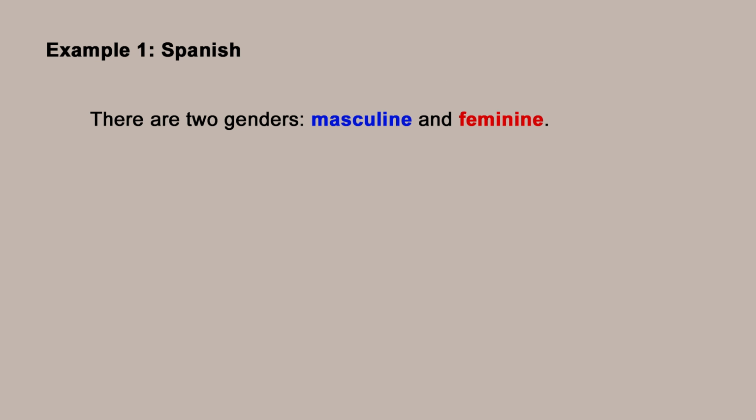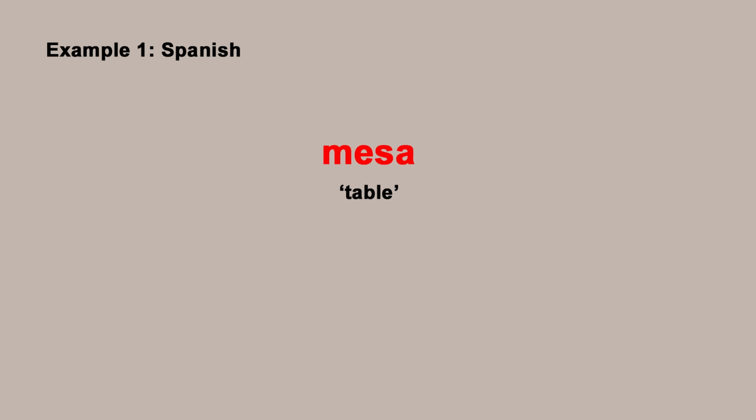In Spanish, you have a two-gender system, masculine and feminine. So let's take a feminine noun like mesa, apologies for my Spanish pronunciation, which means table. In Spanish, you can be confident that if a noun ends in A, it's feminine, although not all feminine nouns end in A, but mesa does. So the fact that this word is feminine means you have to treat it in a particular way.